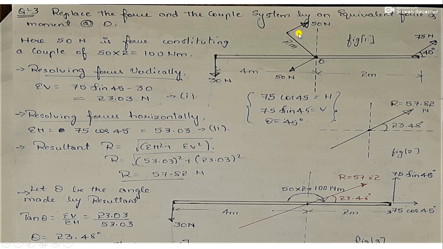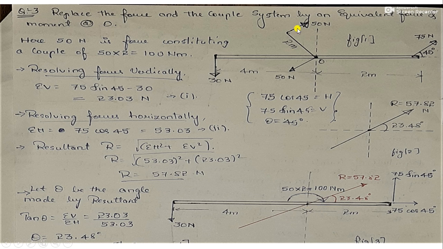Okay, so what will the couple value be? What is the moment of a couple? Any one of the forces into its perpendicular distance. That is what I have done here. Any one of the forces into its perpendicular distance, that is 100 Newton meter. This is the indication. This is the way you are supposed to notify it in the sketch. This is the notation for the couple.